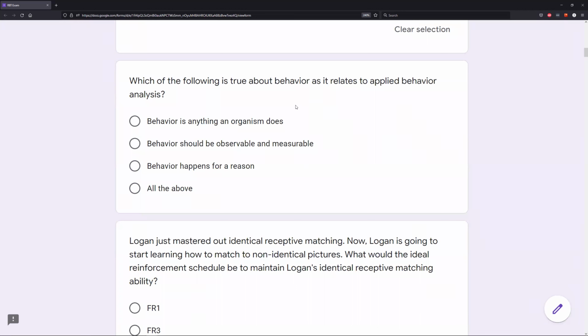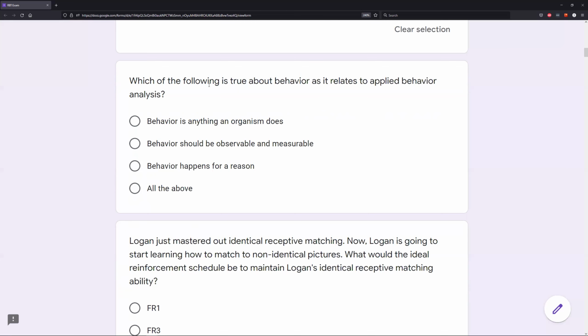Which of the following is true about behavior as it relates to applied behavior analysis? As RBTs, you're going to be working with behavior, which is very exciting. It's a very fun profession, okay, very rewarding. We get to study human behavior. Who doesn't want to do that, right? However, there are some main truths we need to maintain about behavior in our field, okay? We're talking about in our field, applied behavior analysis. So let's look.